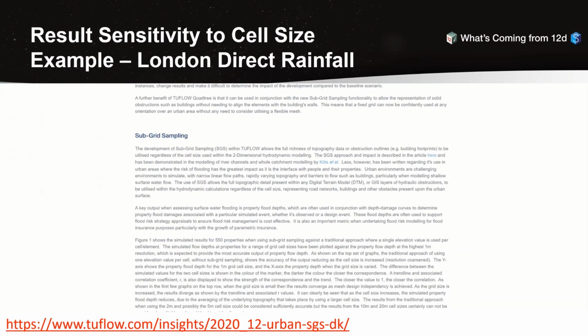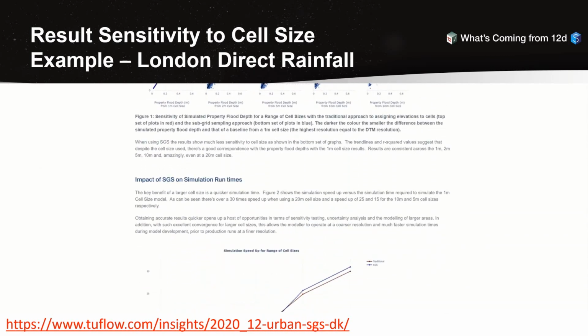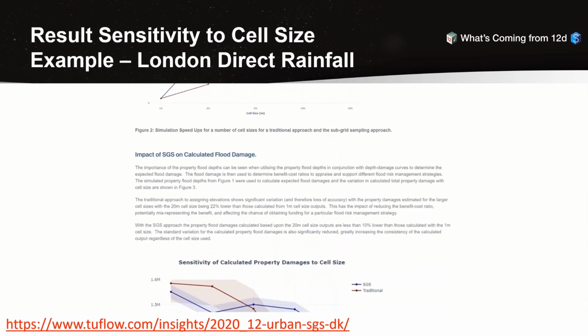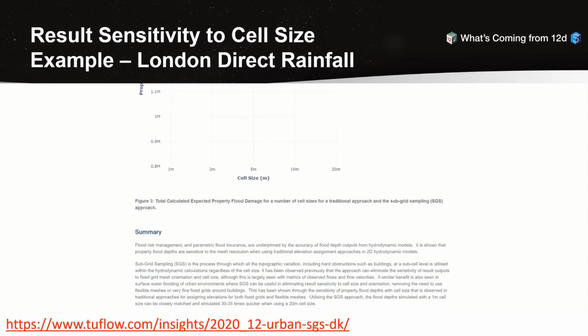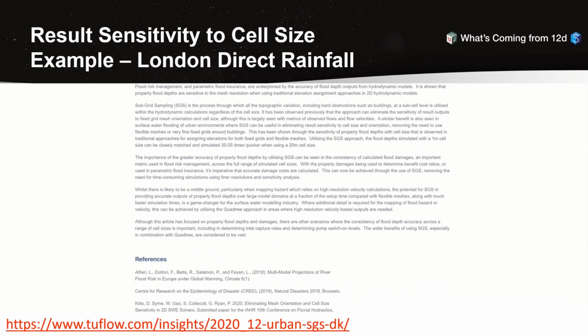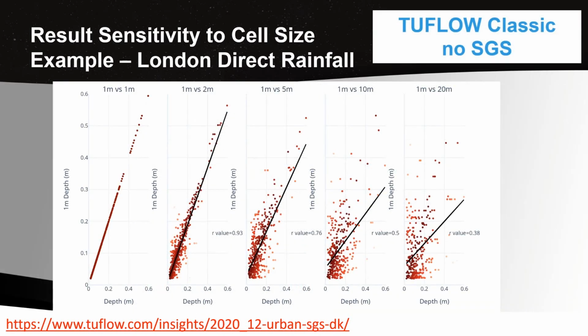But basically, Duncan, who's our UK manager, did some testing using different cell sizes and both the traditional approach and the sub-grid sampling approach. Did lots of testing to see how much that influenced flood damage estimates for this subcatchment within London. And I'll skip straight to the results. This first series of 5 graphs are using TUFLOW Classic and the traditional cell schema, so not SGS.